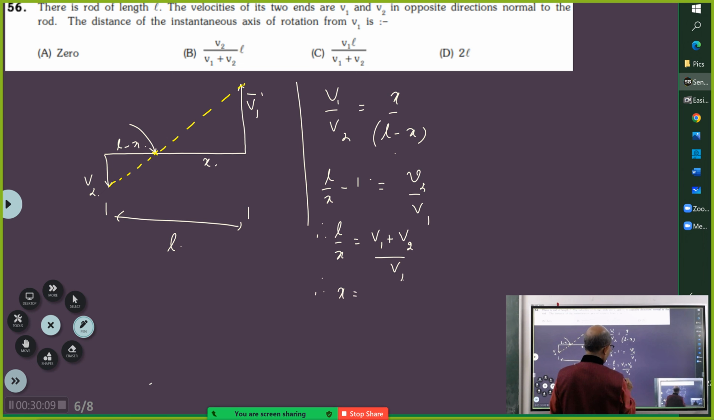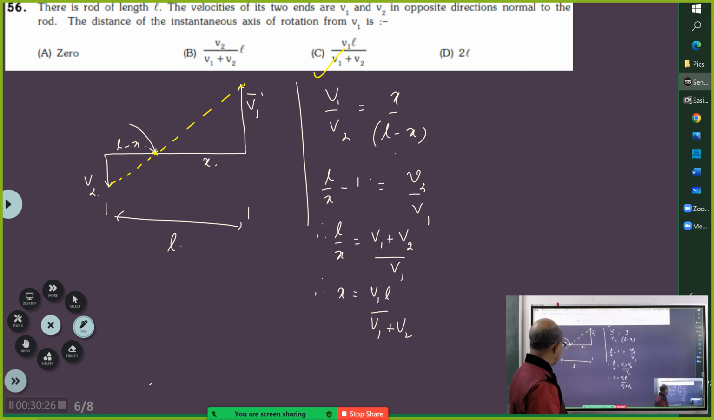Therefore, x will be equal to what? V1 L by V1 plus V2. Yes, V1 L by V1 plus V2. Do we have this option? Yes, we have this option. And let me see whether the option is correct. Yes, 56 is C. Done. Okay, friends? Hello. Yes.